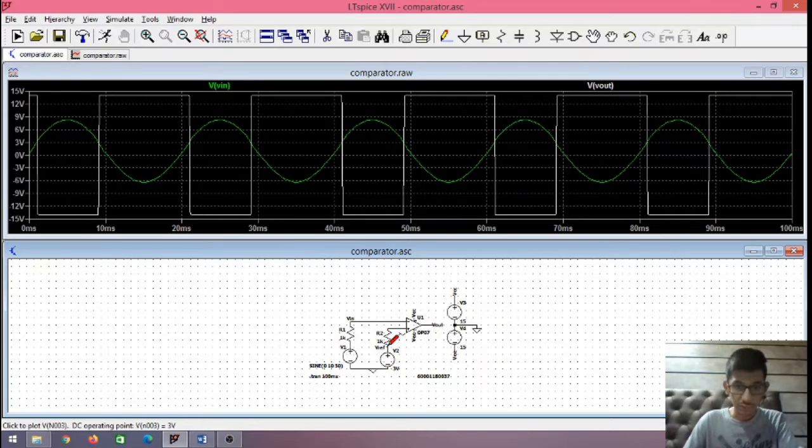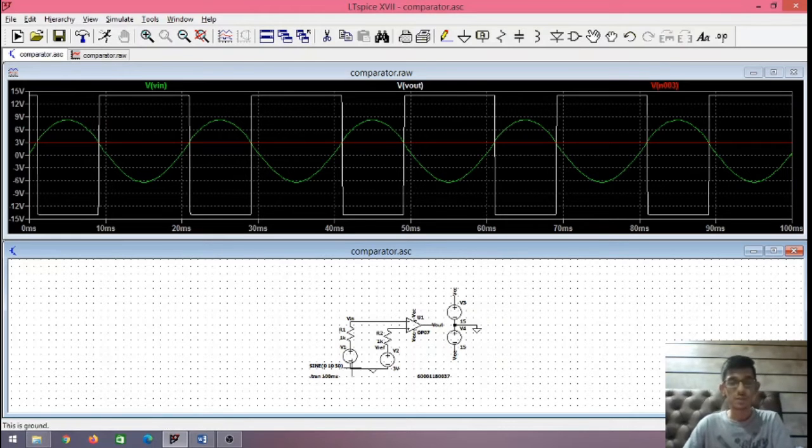Let's check the Vsat also. So we can see that Vset is at 3 volts. As soon as the input signal goes above the Vset, we get a negative cycle, and as soon as it goes below it, you get positive. So this is how a comparator works.